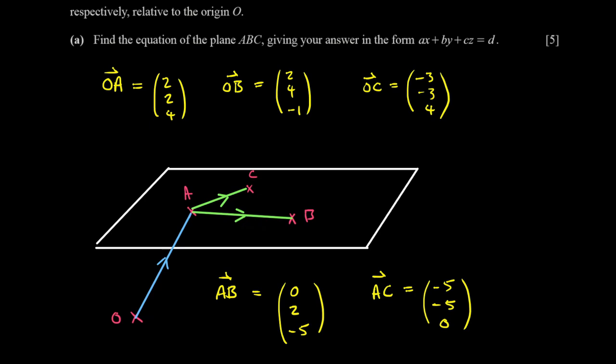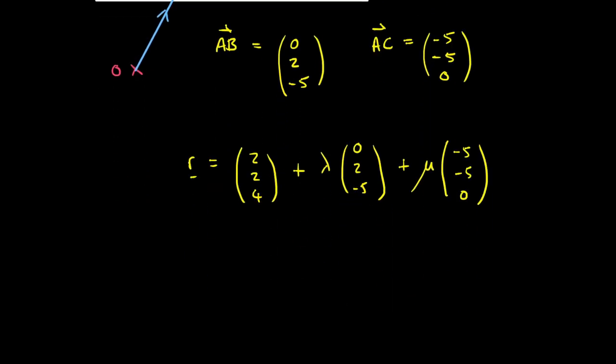So if I want to find the normal to the plane, the vector that's normal to the plane, then the cross product of AB and AC, these two green vectors, is going to give me that vector. So I want to find the cross product of AB and AC. Let's do that. So n is equal to the cross product of (0, 2, -5) with (-5, -5, 0).